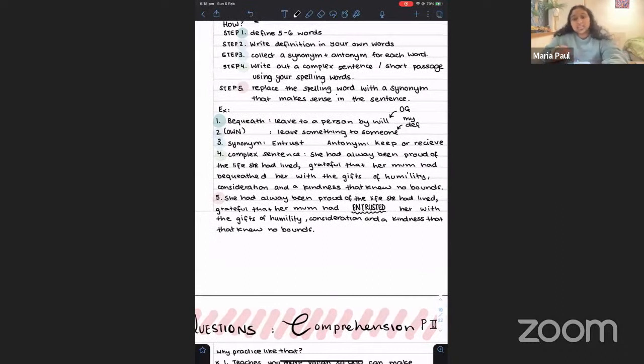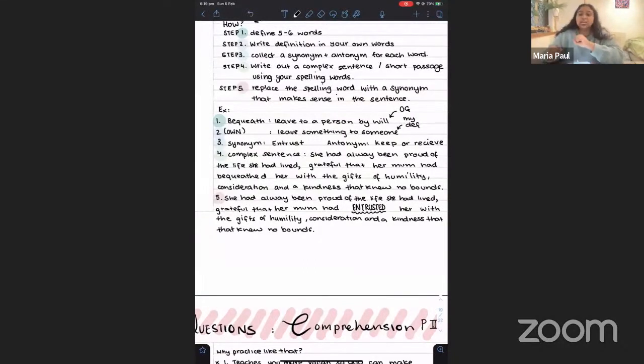Now, the complex sentence that I decided to go with was, she had always been proud of the life she had lived, grateful that her mom had bequeathed her with the gifts of humility, consideration, and kindness that knew no bounds. Step 5, I want to replace the word in the sentence that I've written with a synonym, okay? Just to make sure that it makes sense, to really understand it. She had always been proud of the life she had lived, grateful that her mom had entrusted her with the gifts of humility, consideration, and a kindness that knew no bounds.